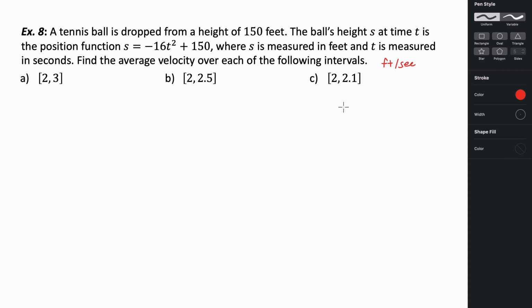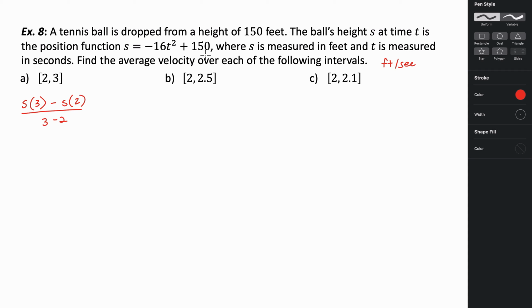So if I want to find the average velocity on the interval from 2 to 3 seconds, first we evaluate our function s at time 3, and we subtract the value of our function s at time 2. This is going to represent my position after 3 seconds, and this my position after 2 seconds, and we want to know the difference between those. And then to find the difference in time, we just take 3 minus 2.